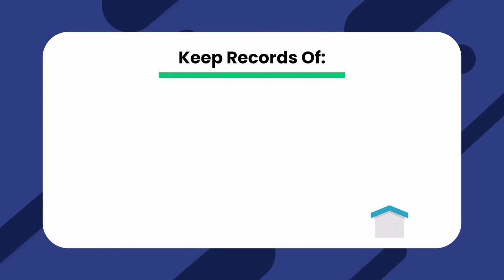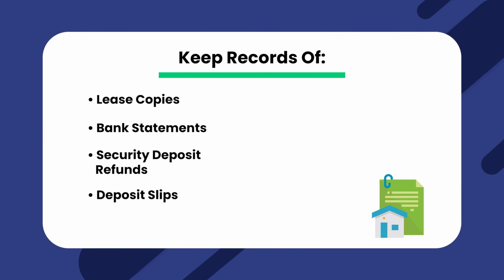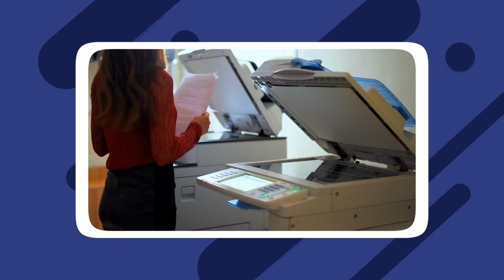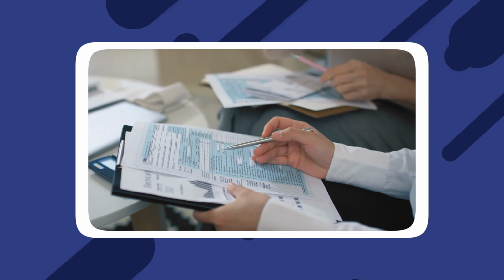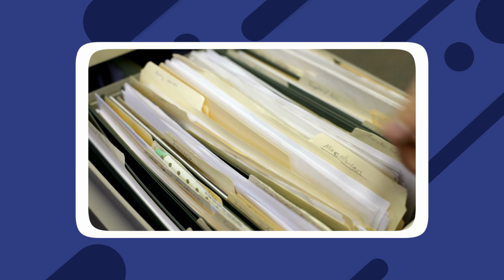Accounting. When it comes to accounting for a property management trust account, you'll want to protect yourself from audits by keeping records of everything. That can include lease copies, bank statements, security deposit refunds, deposit slips, check copies, vendor invoices, copies of accounting reports issued to owners, everything. So make it a habit of keeping a copy of each of these items and anything else that you might think is important related to the account's activity. Sounds like a lot if you're not already doing it, but it's not so bad when you get into the habit of making a second copy of everything for yourself and simply storing it somewhere.